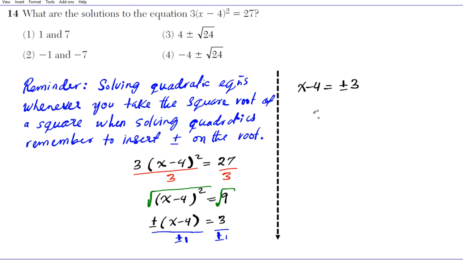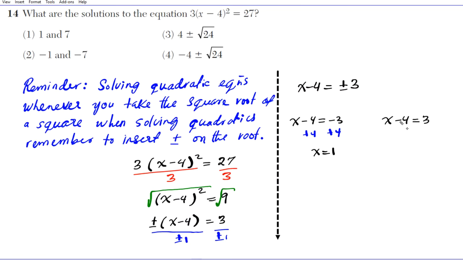Okay. Now you can split the equation into 2. We have x minus 4 equals negative 3, or we have x minus 4 equals positive 3. Let's solve the first one. We just add 4 to both sides. And the answer is x equals 1.